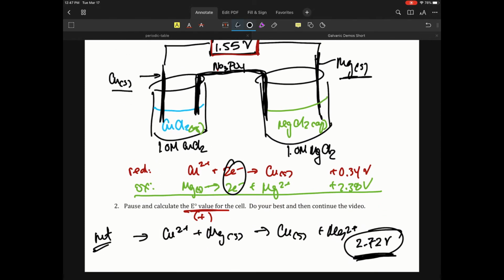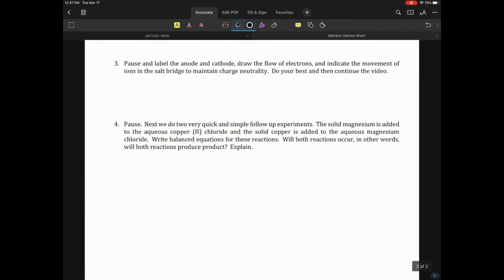All right, so we've got our E naught value and our overall reaction. Let's see what comes next. So it says pause and label the anode and the cathode, draw the flow of electrons, and indicate the movement of ions in the salt bridge. So there are 3 different tasks there. Go ahead and push pause and label your cell and we will reconvene momentarily. All right, so let's go ahead and do our labels.